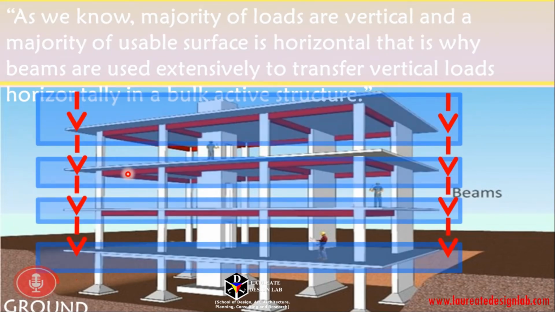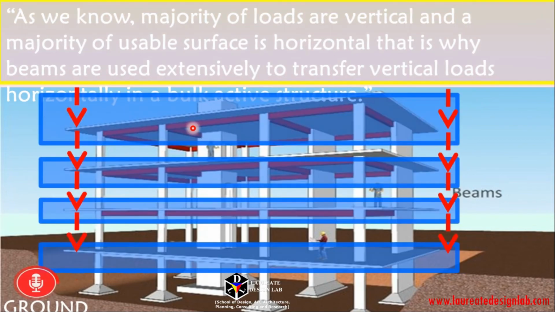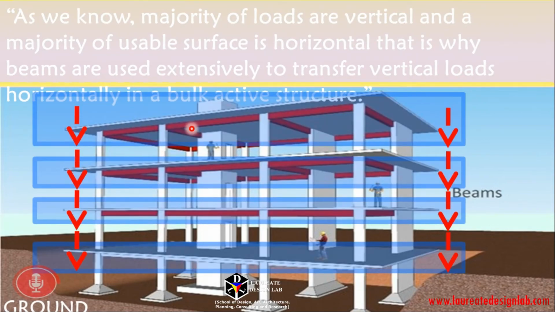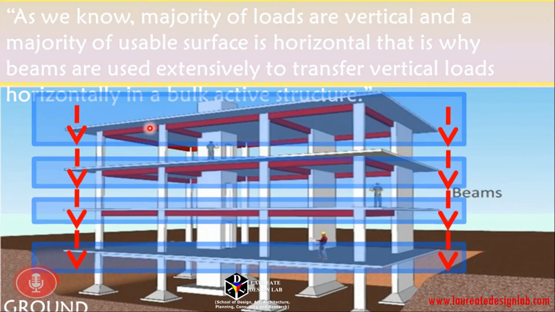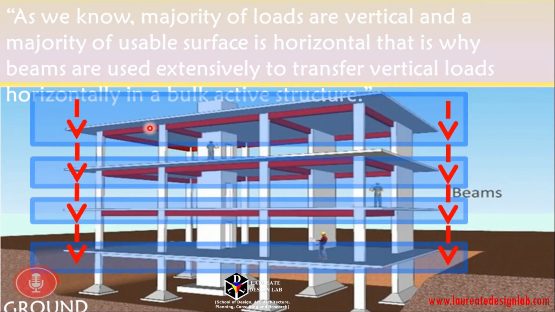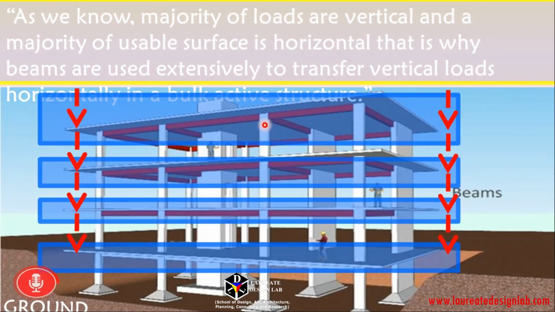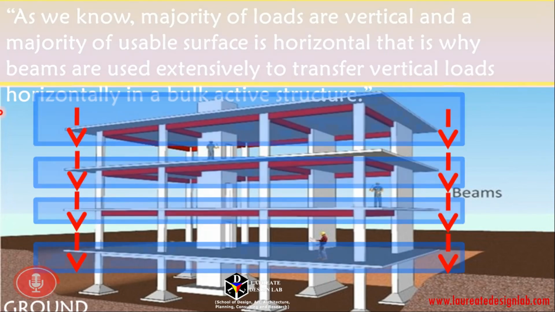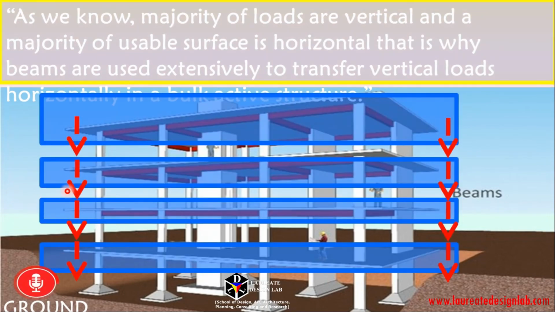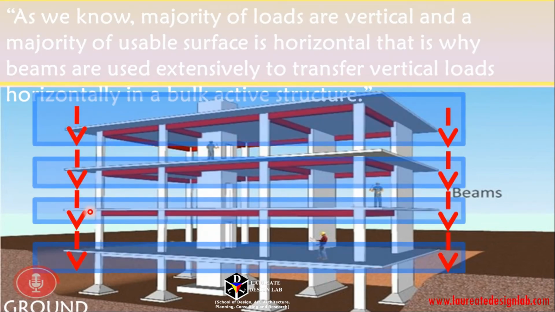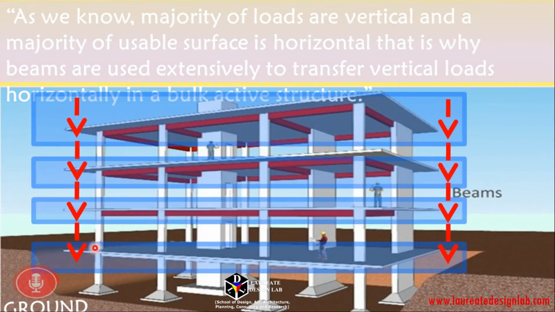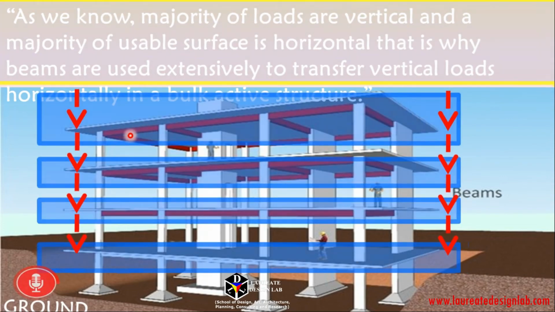All the columns are connected with the beams. Why are they connected? Because the load of the horizontal element, that is the slab, is taken to the beams first, not to the columns first. So these beams take all the loads to the columns, and finally it is directed through these arrows to the ground. So overall, the order of load transfer starts from the slab, goes to the beams, and finally goes to the columns.